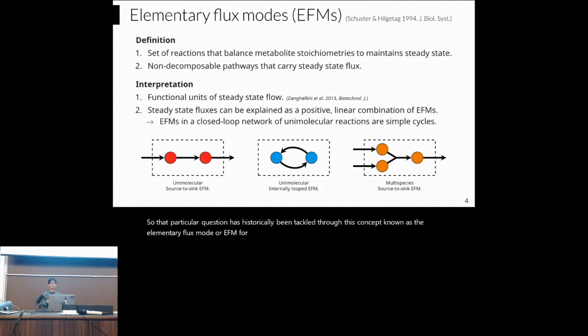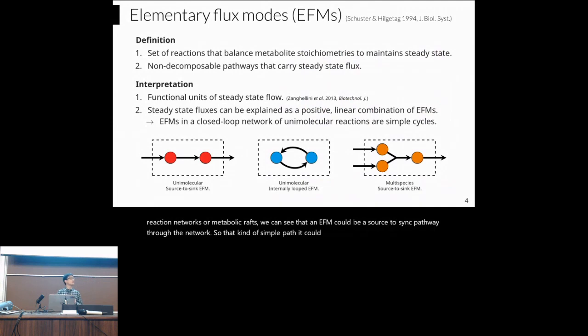An EFM is essentially a very special type of steady-state pathway through a network. So through the series of reactions, we balance our molecular stoichiometries, hence the steady-state bit, but they're also considered non-decomposable or minimal pathways. And that simply means we can't take an EFM and represent it as two or more smaller pathways carrying steady-state flux. So to give an idea of what they look like, if we consider purely unimolecular reaction networks or metabolic graphs, we can see that an EFM could be a source to sink pathway through the network, so that kind of simple path.